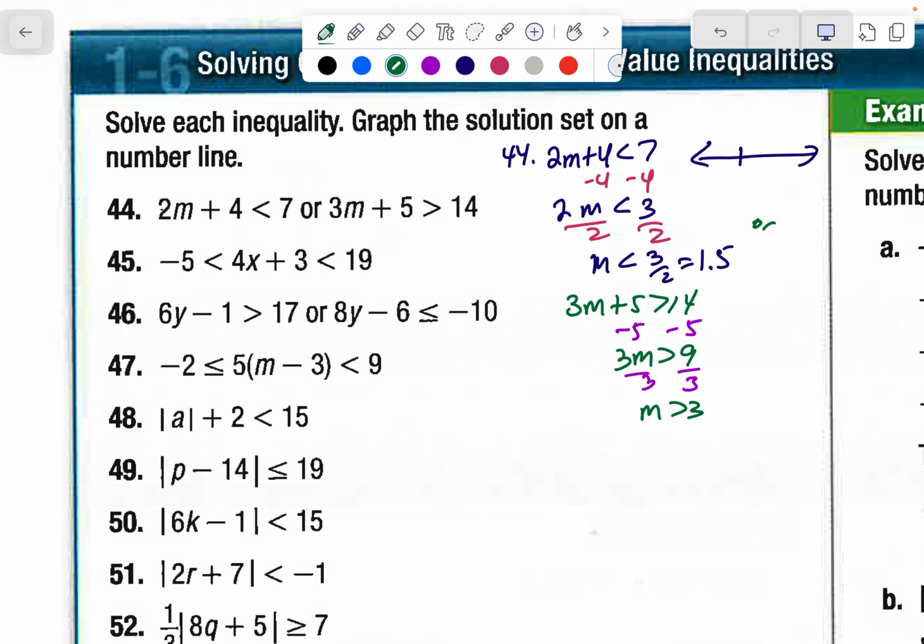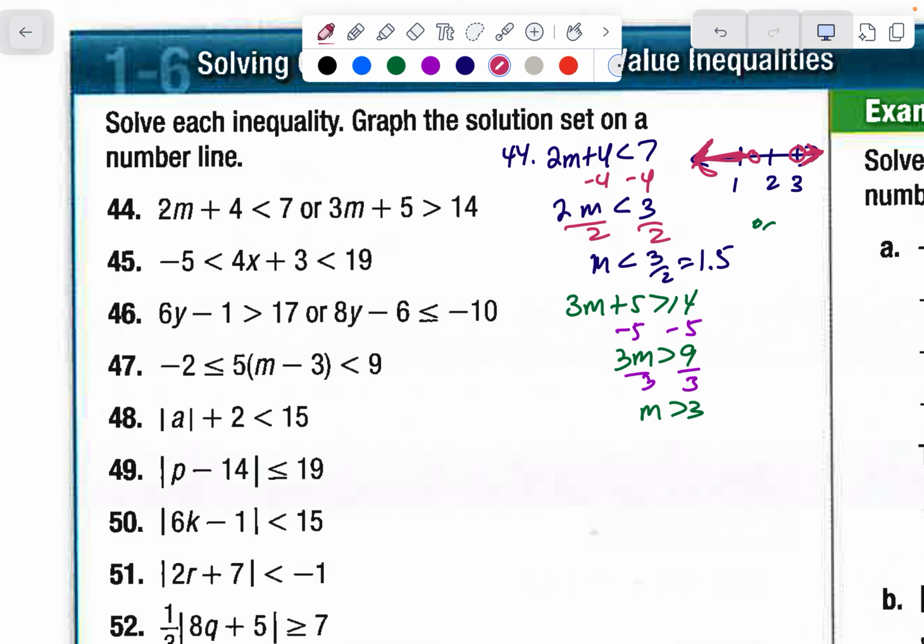So we really only need 1, 2, and 3, I think, is fine for our graph paper. So 1, 2, and 3. Our first piece was that m was less than 1.5. So approximate where 1.5 is. It would be an open circle because it doesn't have that equal to, and shade to the left. And then m is greater than 3. Open circle, there's no equal to, shade to the right.